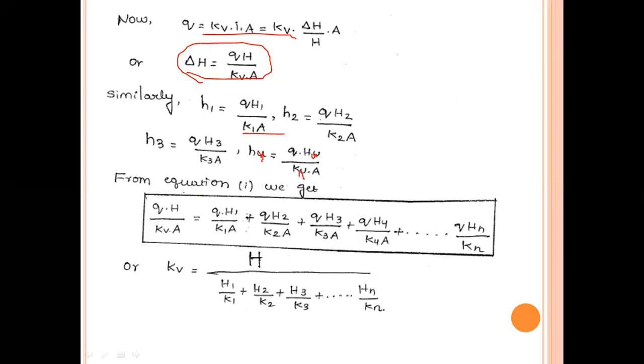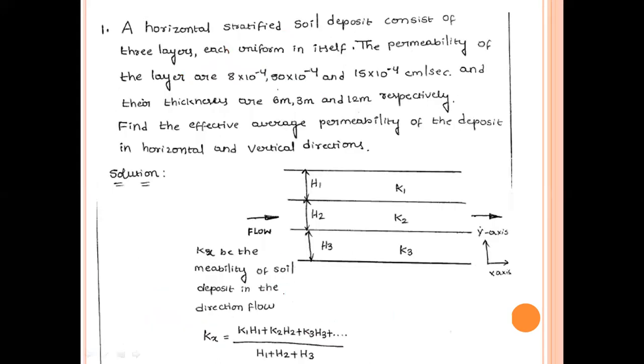From equation 1, we substitute the delta H value Q into H divided by Kv into A, the h1 value Q into H1 by K1 into A, plus the h2 value Q into H2 divided by K2 into A, plus and so on, the hn value Q into Hn divided by Kn into A. Then finally the Kv value we calculate: Kv equals H divided by H1 by K1 plus H2 by K2 plus H3 by K3 plus and so on, Hn by Kn. These are the two flows, horizontal flow and vertical flow.